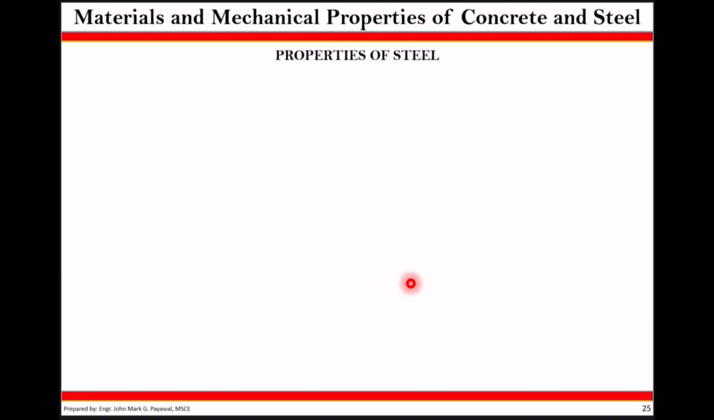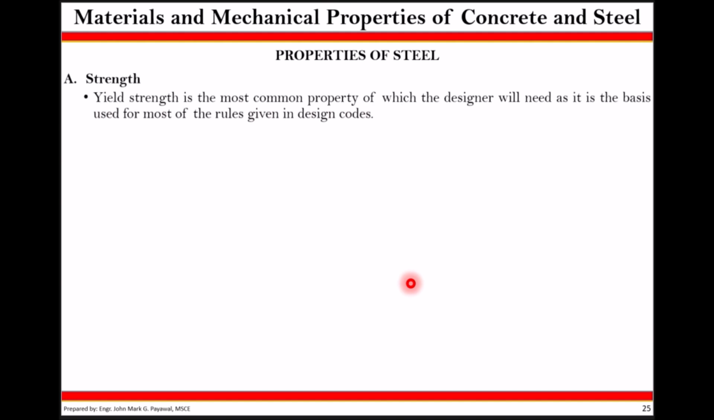After concrete, you now have the properties of steel. Number one is your strength. Yield strength is the most common property which the designer will need, as it is the basis used for most of the rules given in the design code. If your concrete's best friend is f'c, your steel's best friend is your yield strength.